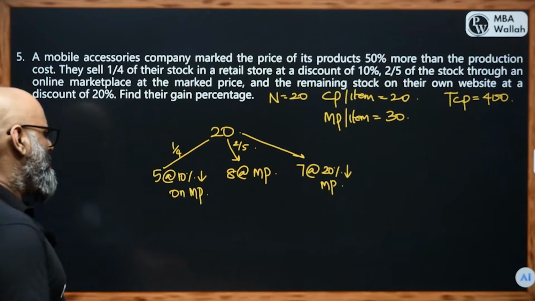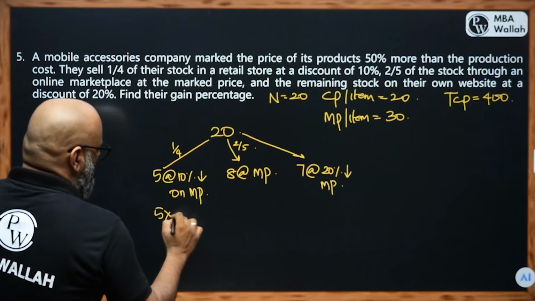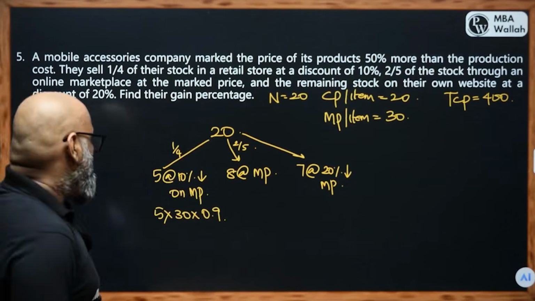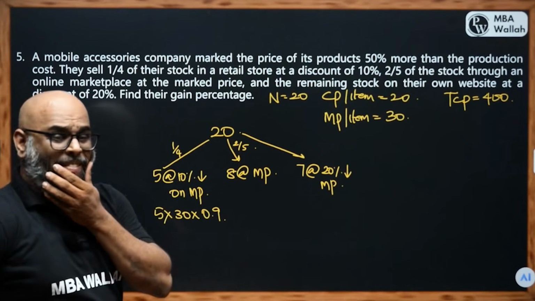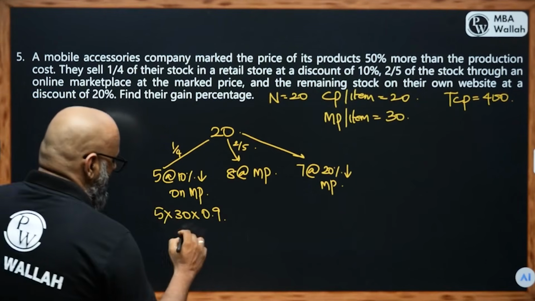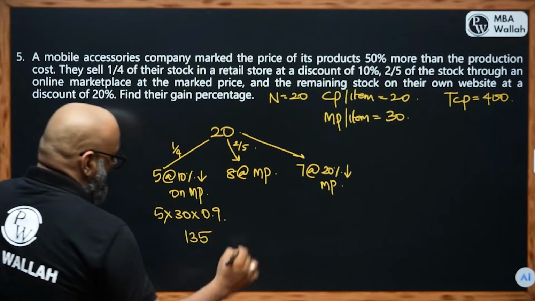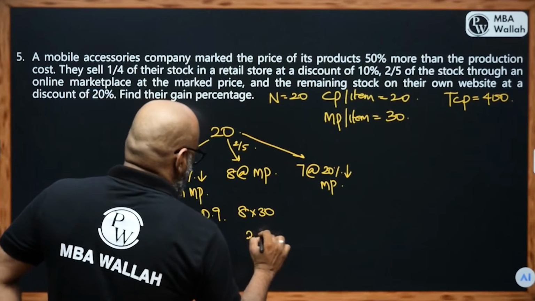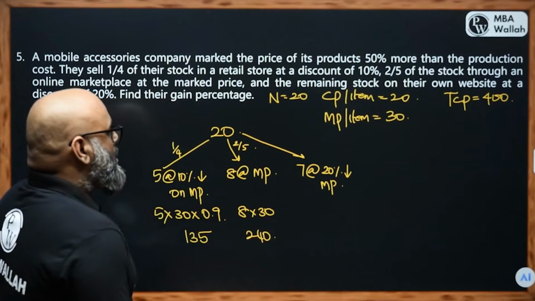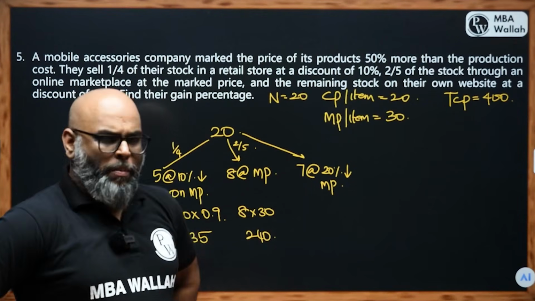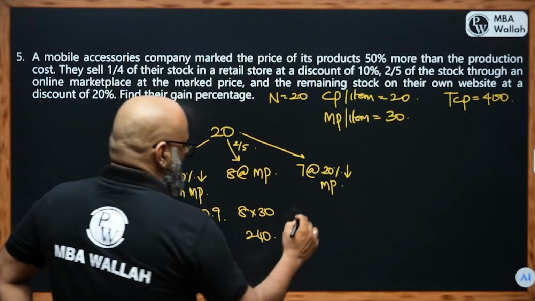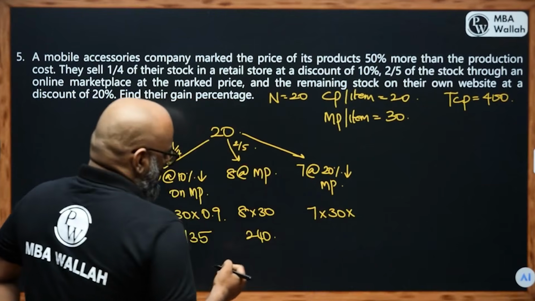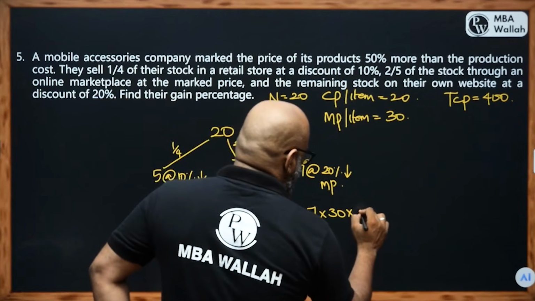Nice and easy. So let's plug in. This is 5 into marked price is 30 into 0.9. It's a 10% discount. So 30 into 0.9 is 27. 27 into 5 is 135. This will be 8 into 30. So that's 240. 7 into 30 rupees, but there's a 20% discount on it. So 7 of those items at 30 rupees, but there is a 20% discount, which will be 4 by 5.